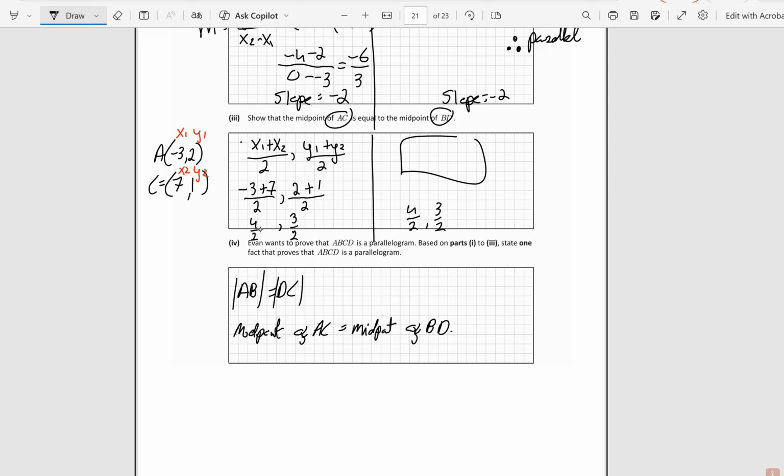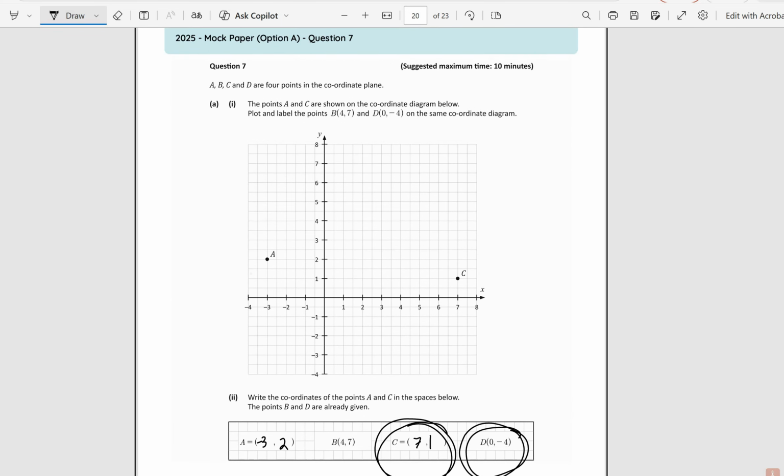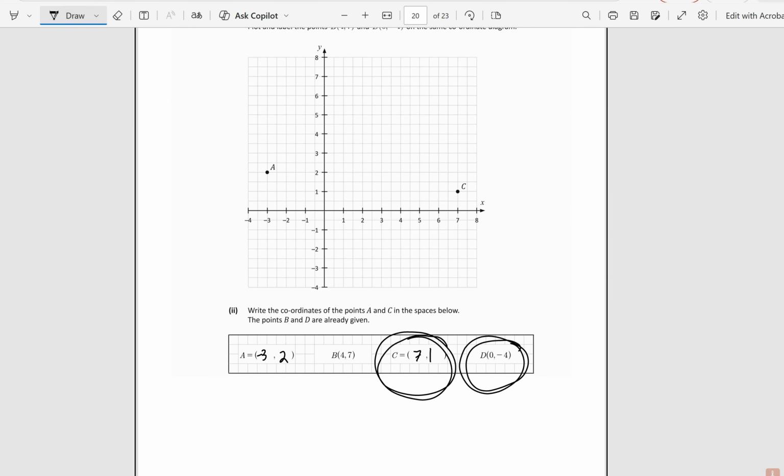So if you just say opposite sides equal in length, that will work for you. So watch, look, AB and DC. Let's have a look at them. AB and DC. If we drew it, which we will, ACB, which is 4, 7, and 0 minus 4. Okay, so look, there's our parallelogram.